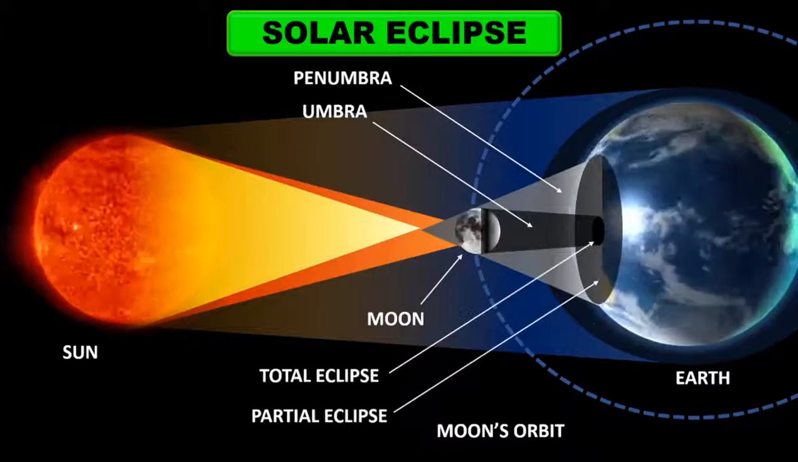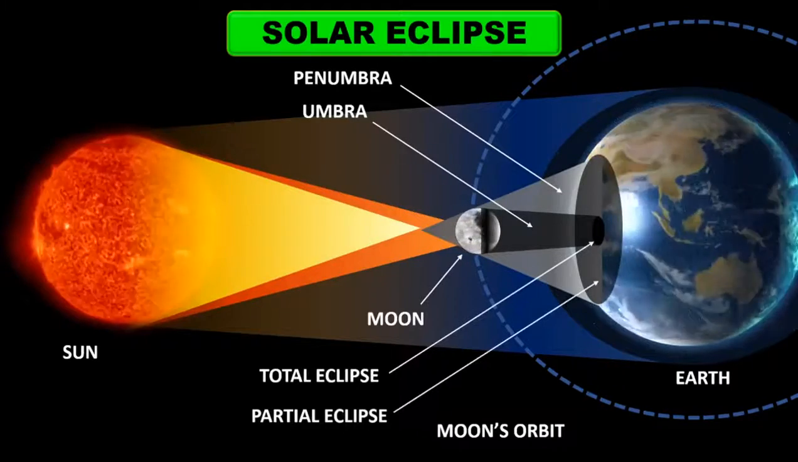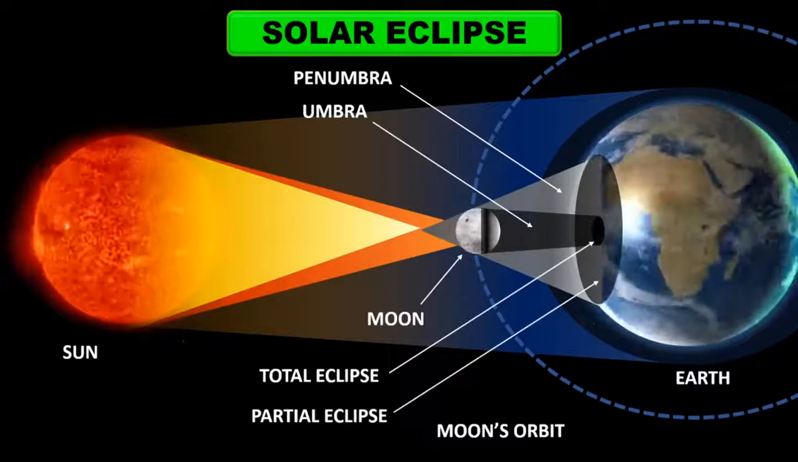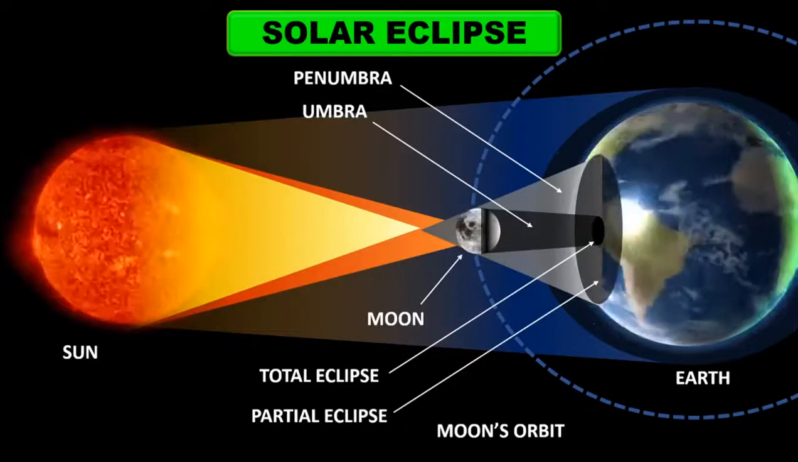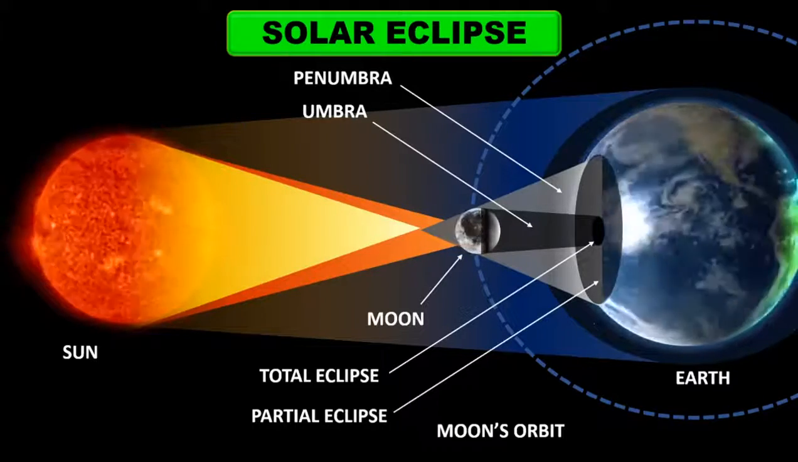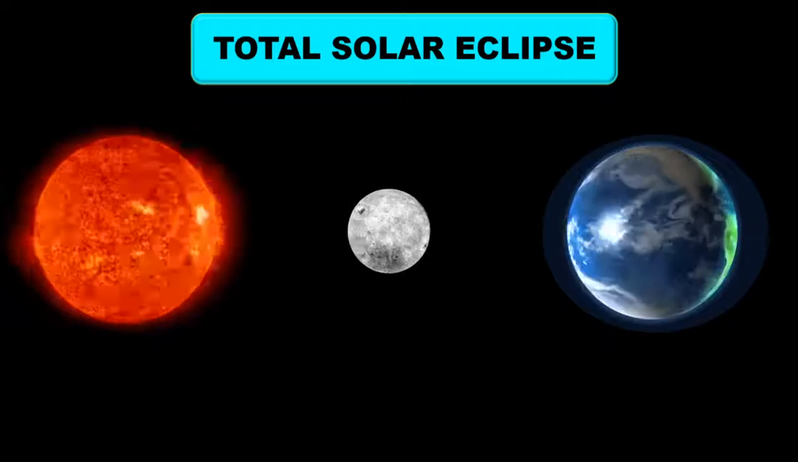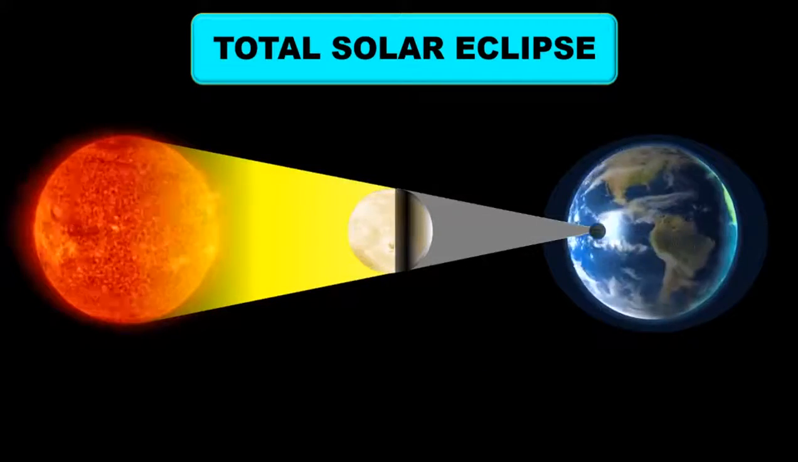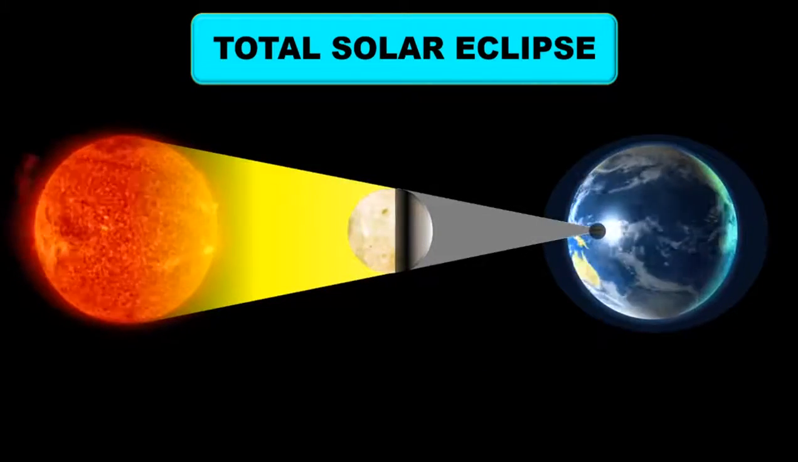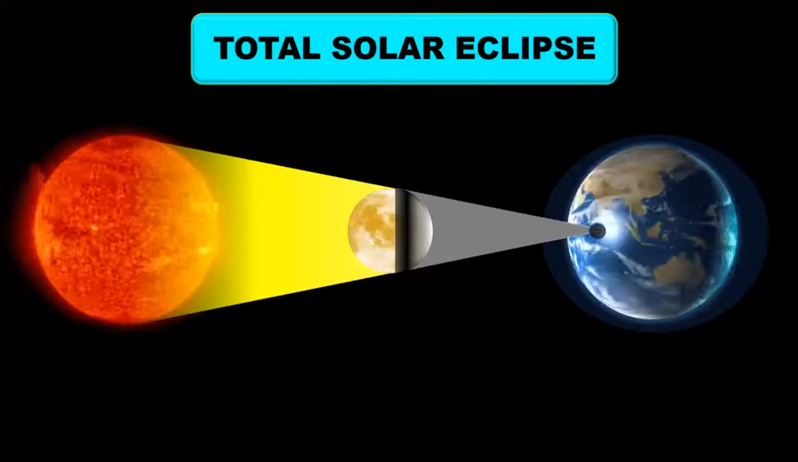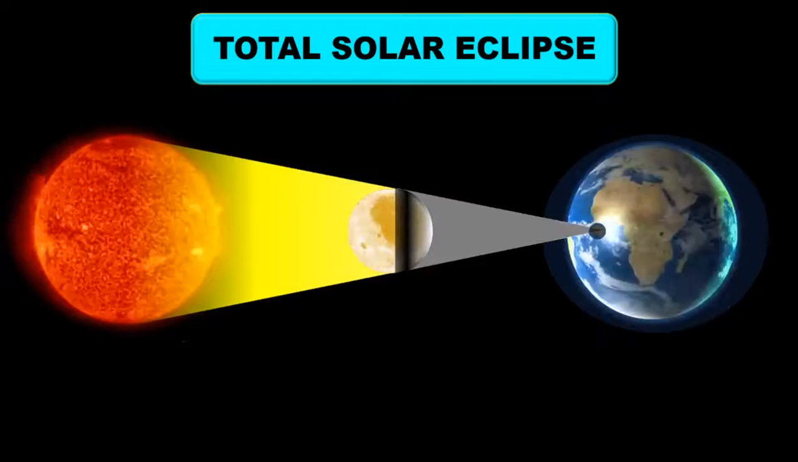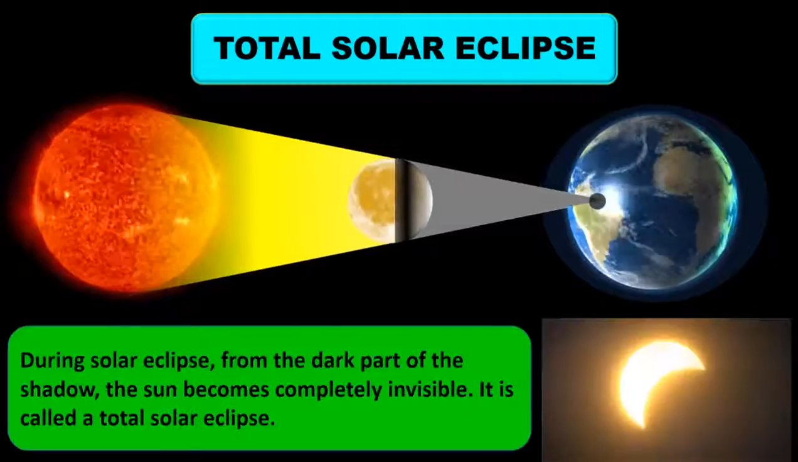In the area of darker shadow on the Earth, the Sun becomes completely invisible. This is because the Moon hides the Sun completely. This condition is known as total solar eclipse. Total solar eclipse is not seen from all parts of the Earth.